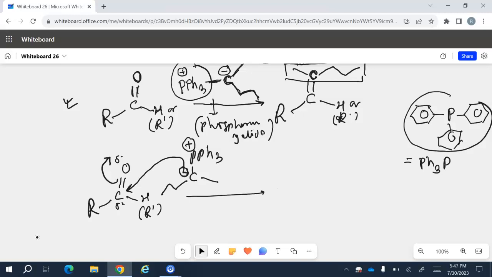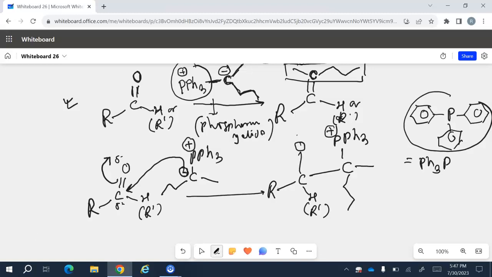So now this is where we need to be very careful to draw the product here, right? In the intermediate product, so to say, this is carbon which has hydrogen or R prime, depending upon whether you are using aldehyde or ketone. Now this will be bonded with the other carbon that has one methyl group and the other is a propyl group. And this now is bonded with what? Triphenylphosphine with a plus. At the same time, this oxygen now has a negative.